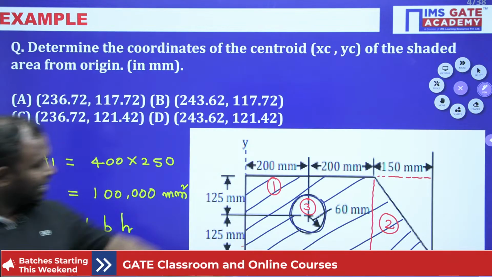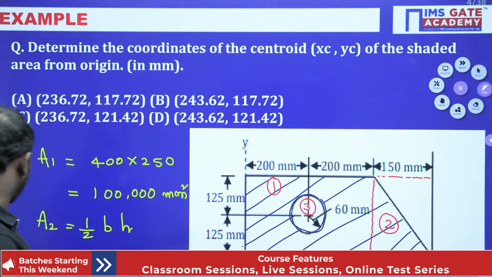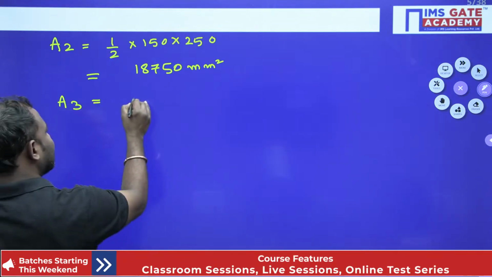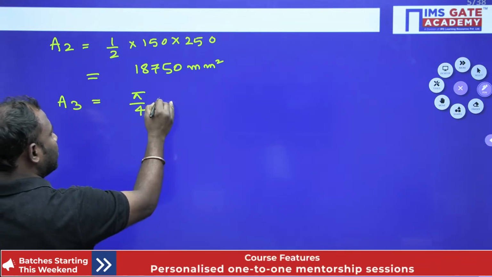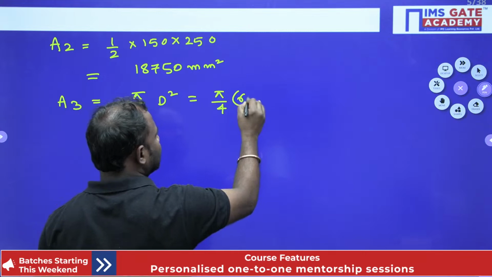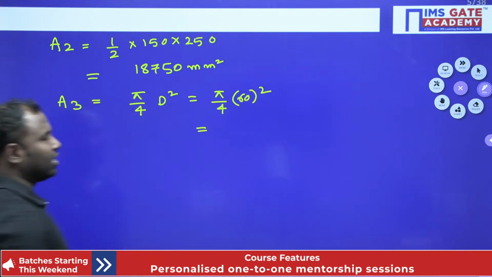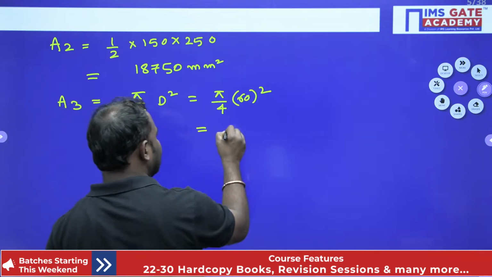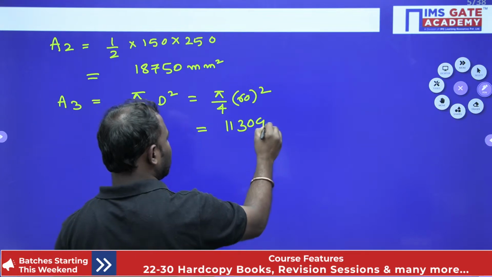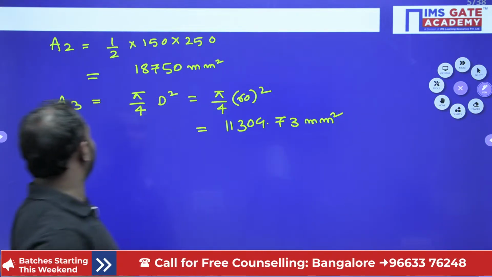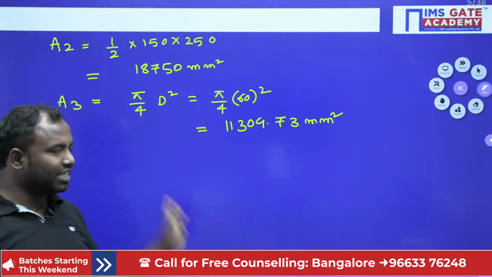What is A3? Area is pi by 4 d square. So A3 is equal to pi by 4 into 60 whole square, which is approximately 11309.73 mm square. I have found the areas of all the parts.